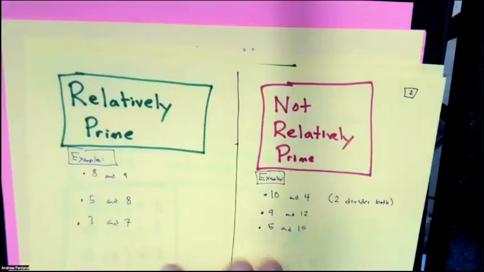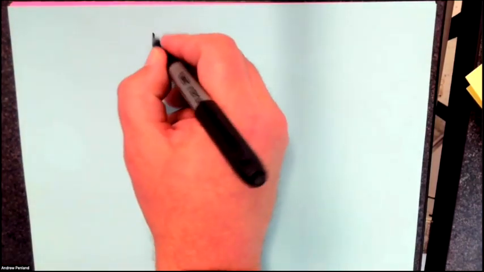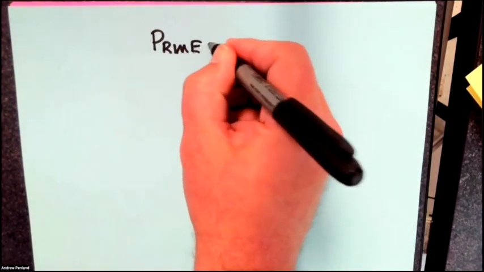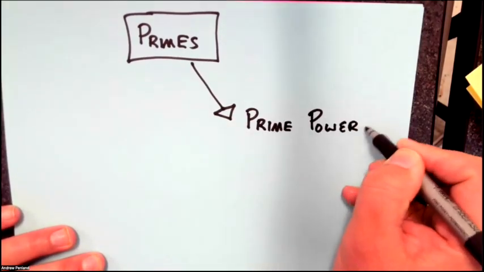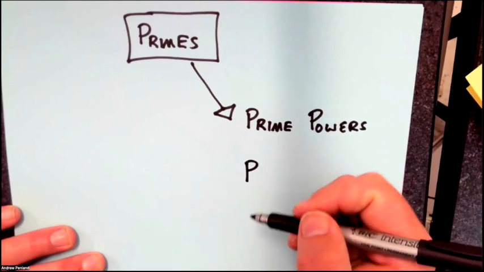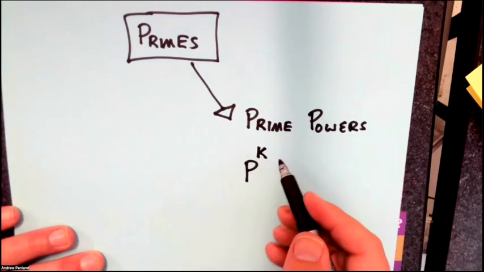There are two directions you could go. There are two directions we could go to generalize. The first is we could look at the next level of complexity, what are called prime powers. So these are numbers where you're taking a prime and you're raising it to a positive integer k.